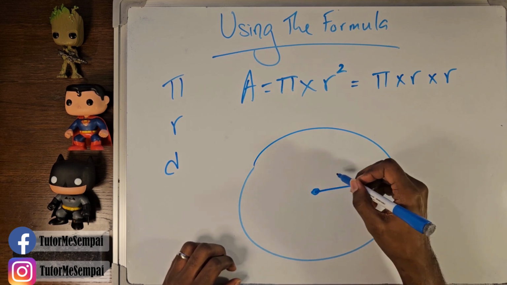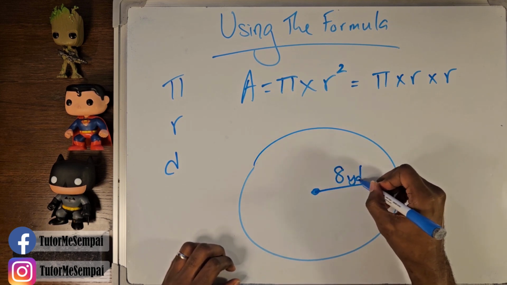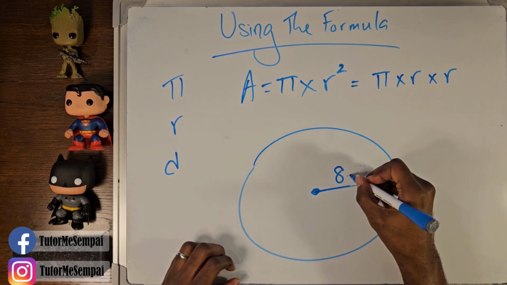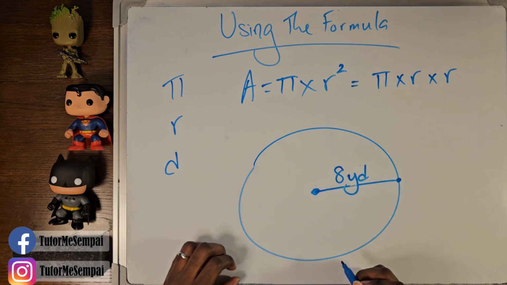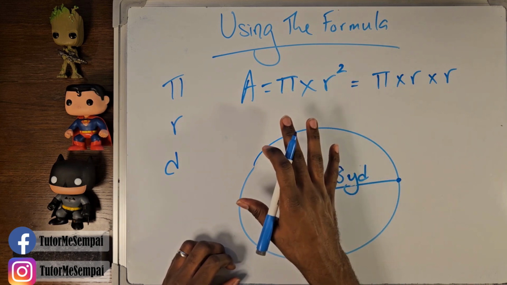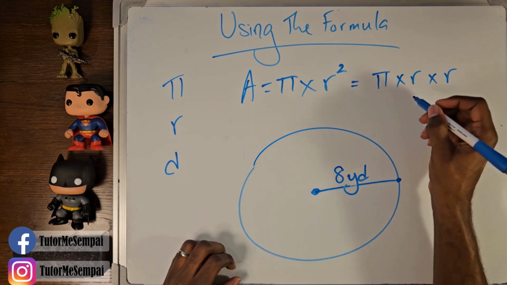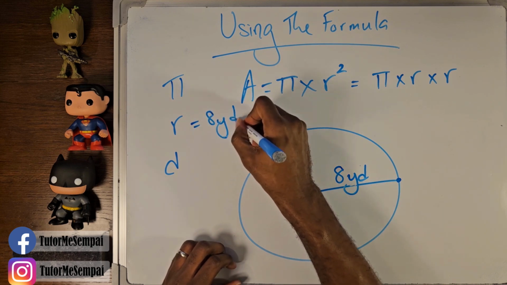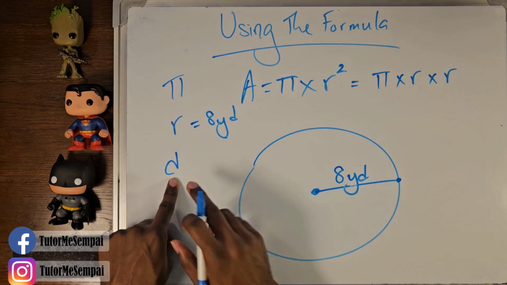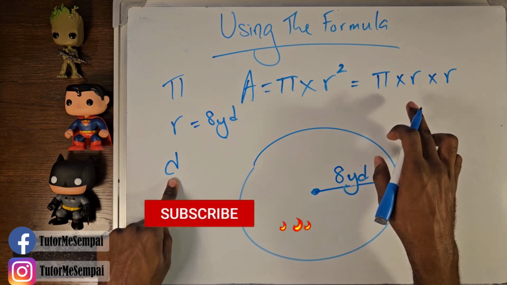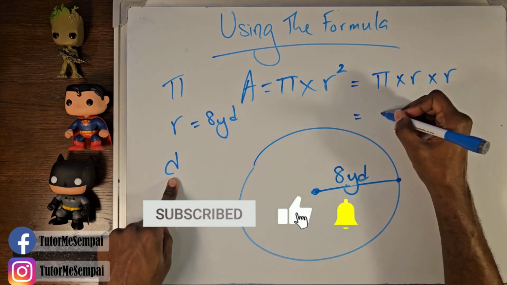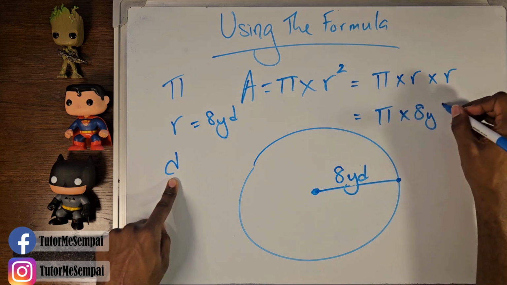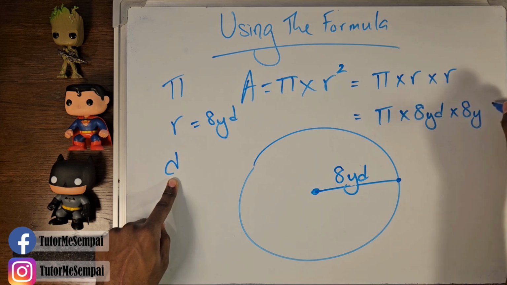Our radius, let's say it's 8 yards. And I'll clean that up a little bit. We can plug in our numbers and see what we get. Now, 8 yards is going to be the radius. We don't know a diameter, but we don't need the diameter because we have the radius. So we can substitute that into our formula. So it's pi times 8 yards times 8 yards.